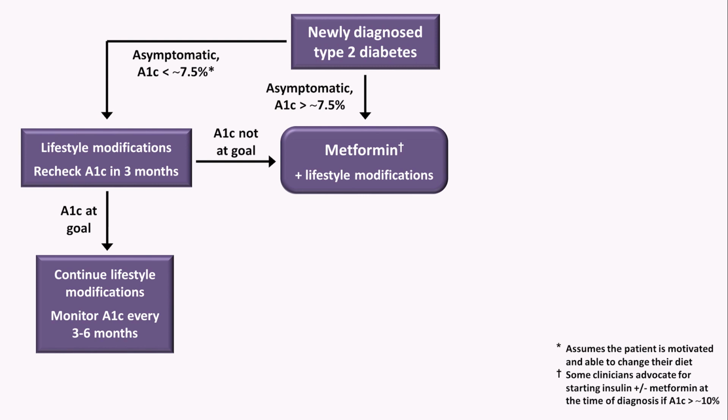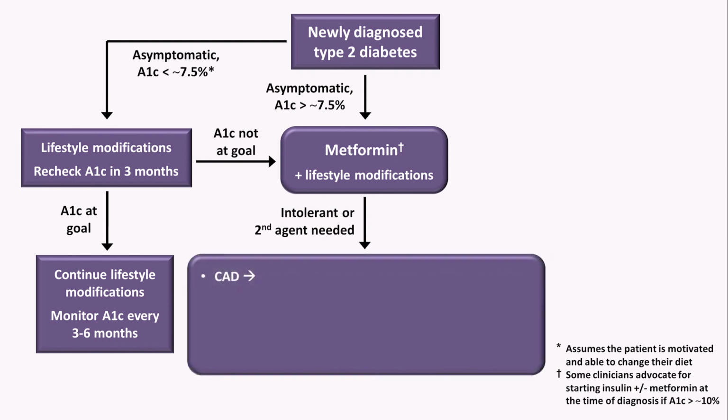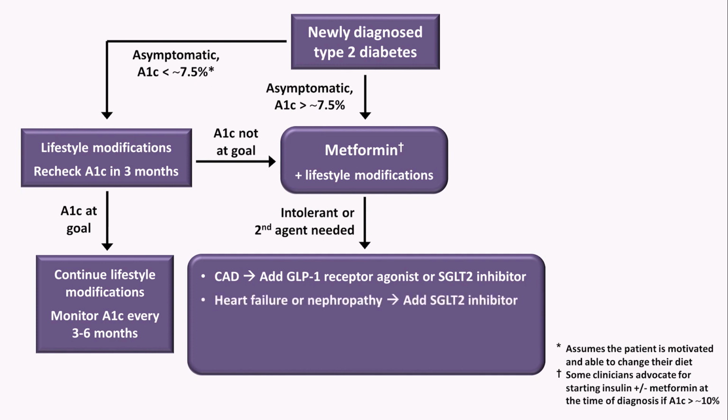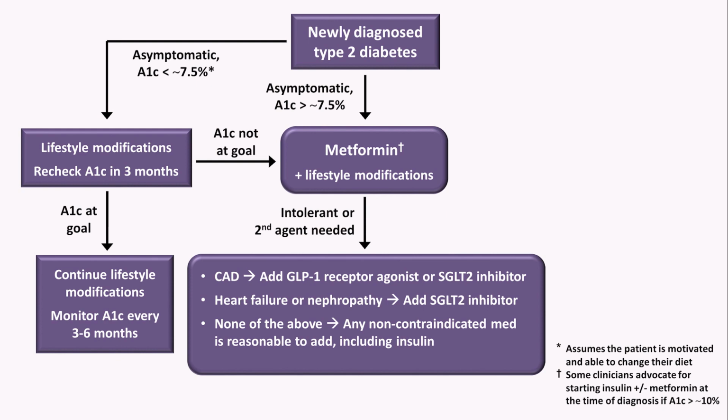Now, what do you do for the patient who is either intolerant of metformin or who needs a second agent, either because metformin monotherapy was tried and found to be insufficient, or because prospectively their A1C is so high that metformin monotherapy seems unlikely to be enough? If the patient has coronary artery disease, add a GLP-1 receptor agonist or SGLT2 inhibitor. If the patient has heart failure or nephropathy, add an SGLT2 inhibitor. If the patient has none of the above, any non-contraindicated medication is reasonable to add, including insulin.